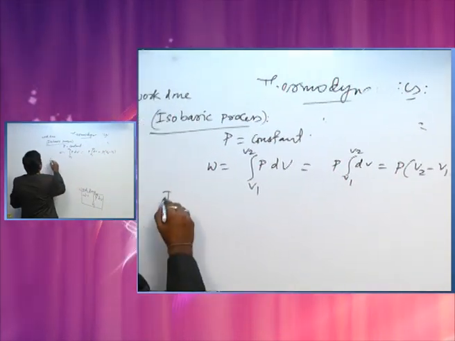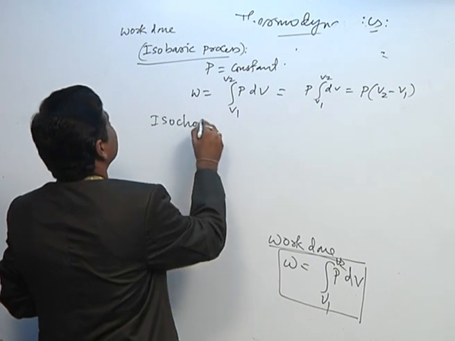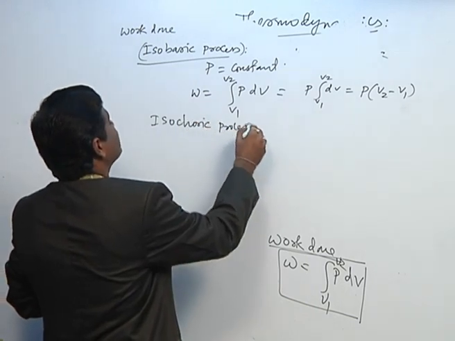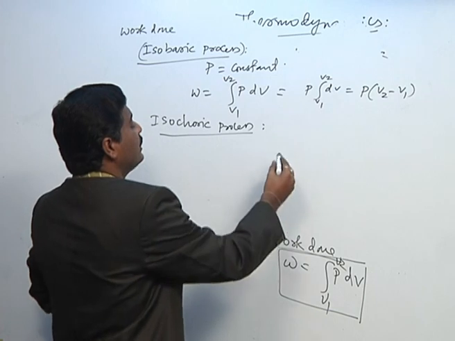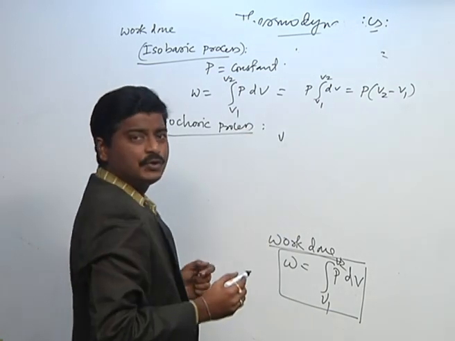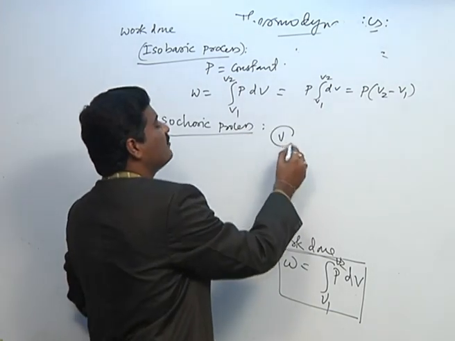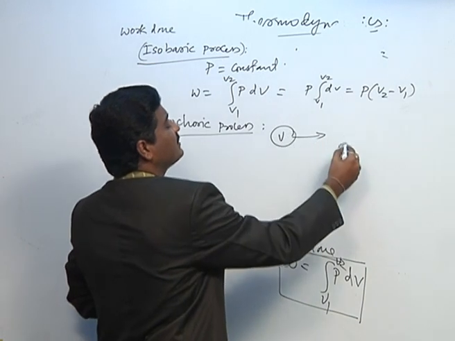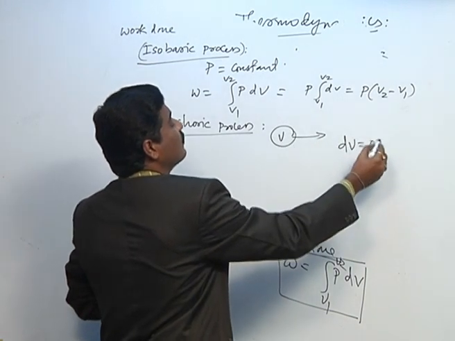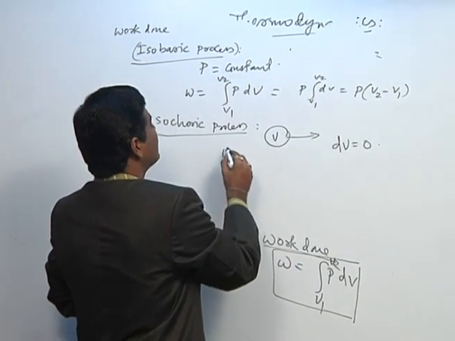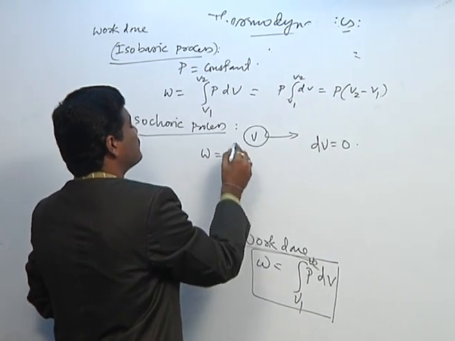Next one, isochoric process. What do you mean by isochoric process here? Initial volume is V here. During this process, this initial volume doesn't change. So definitely, the change in volume is 0, and work done in isochoric process is 0.